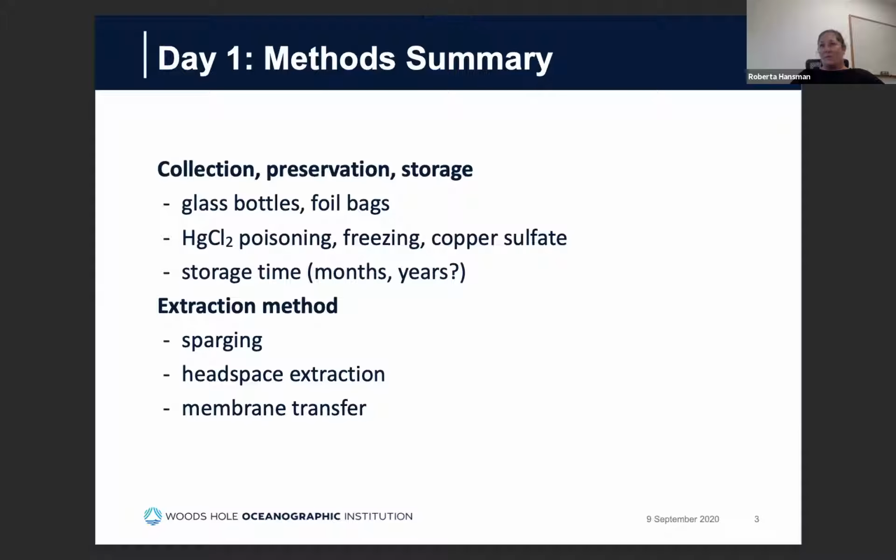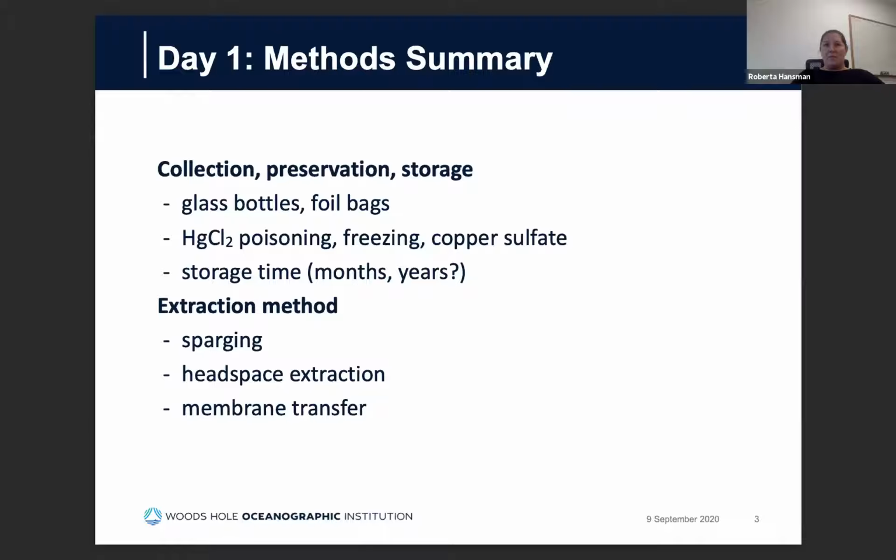For the collection, preservation, and storage, there was some debate or discussion about glass bottles versus the foil bags. It seems that mercuric chloride poisoning is still sort of the gold standard, but there are still obviously ongoing issues with its toxicity and difficulty getting it around the world and on ships. So freezing and copper sulfate were discussed as other preservation methods. And then storage time, as many of these samples stick around in one's lab before we're able to process a whole cruise worth repeatedly. So there was discussion of how long we can keep these samples around and the stability of the storage methods.